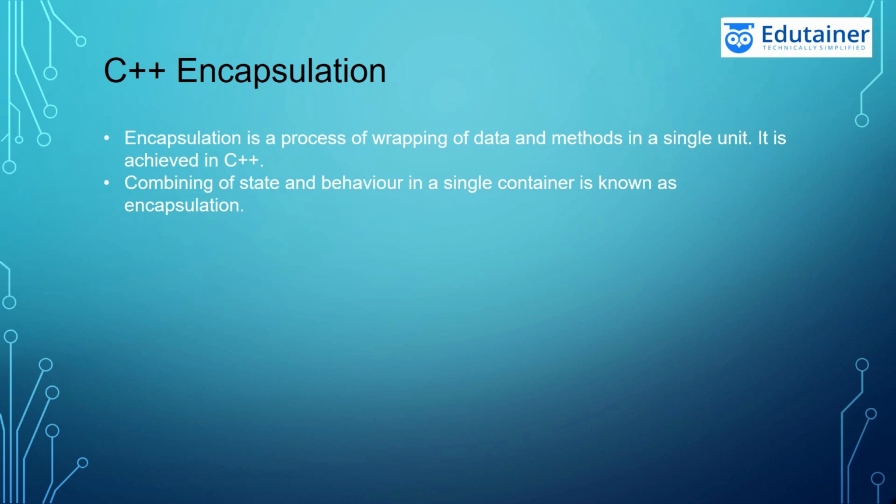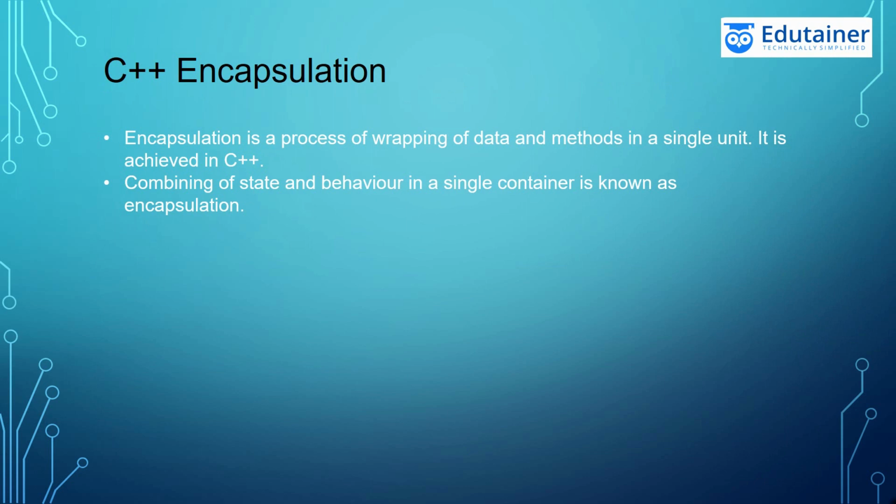Encapsulation is a process of wrapping of data and methods in a single unit. It is achieved in C++. So it is a process in which we will be wrapping the data, methods and functions in a single unit. And it's only achieved in C++. Combining of states and behavior in a single container is known as encapsulation. So we will be putting all the states and behaviors in a single container, or we can say a class, in which we will be containing all the data and the methods.